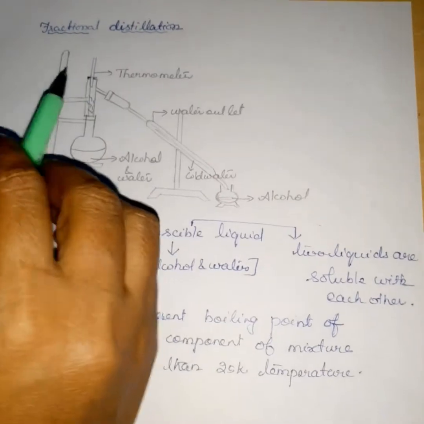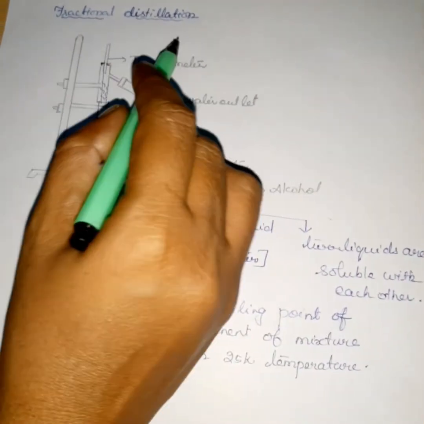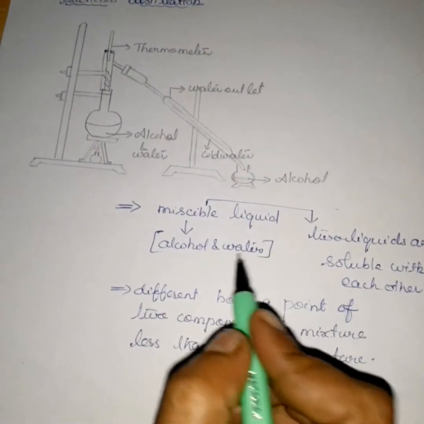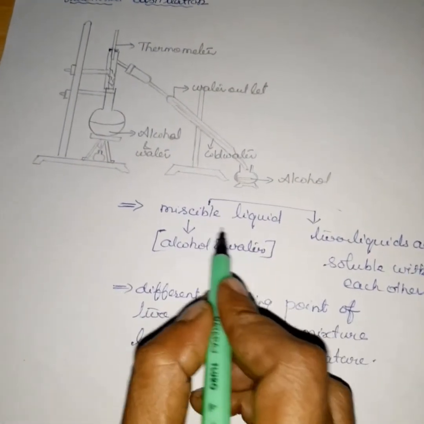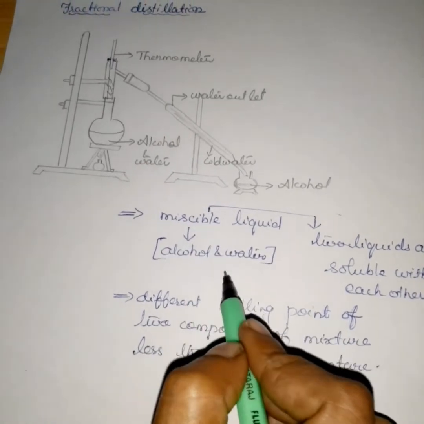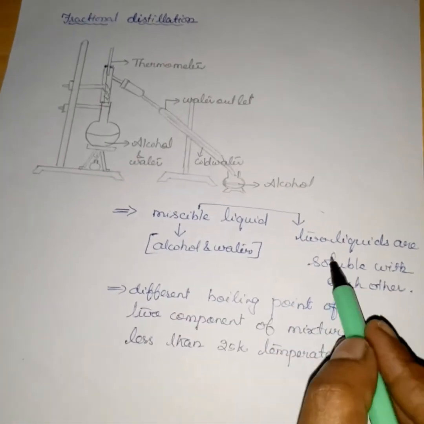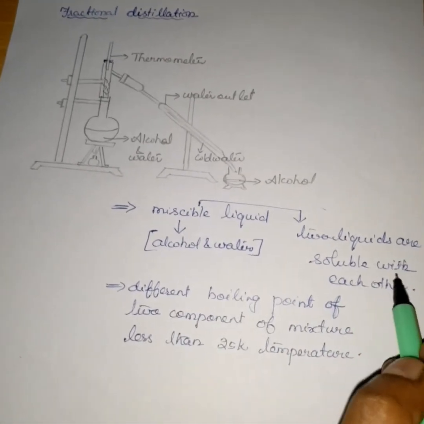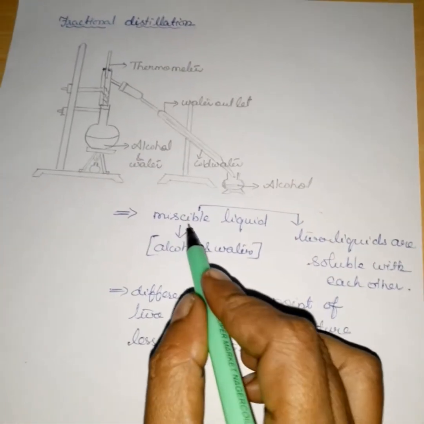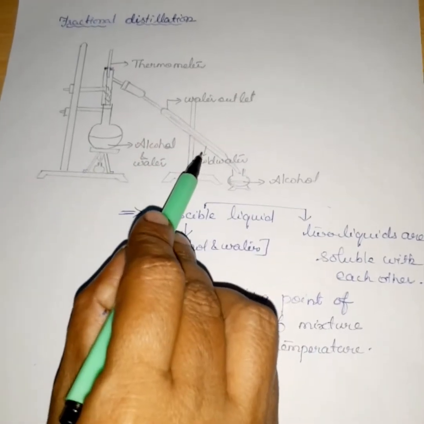Now we are going to study fractional distillation. The fractional distillation process is used to separate two or more miscible liquids. What is an example of miscible liquids? Alcohol and water. What is called miscible? Two liquids that are soluble in each other. Miscible liquids can be separated by fractional distillation.